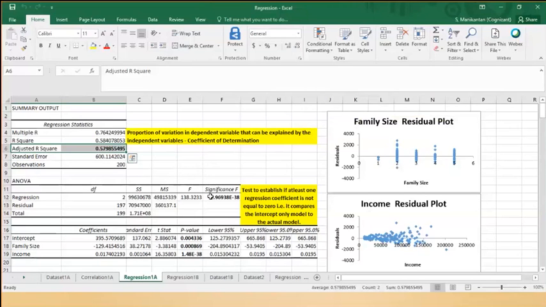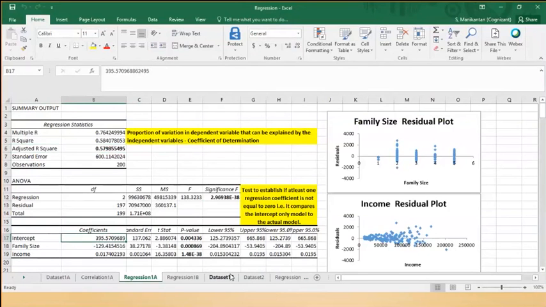So let's take our case. In our case, it compares these two models. The intercept only model is denoted by y equal to 395. The actual model is denoted by y equal to 395 minus 129 into family size plus 0.017 into income. So it compares the predictions generated by these two models.